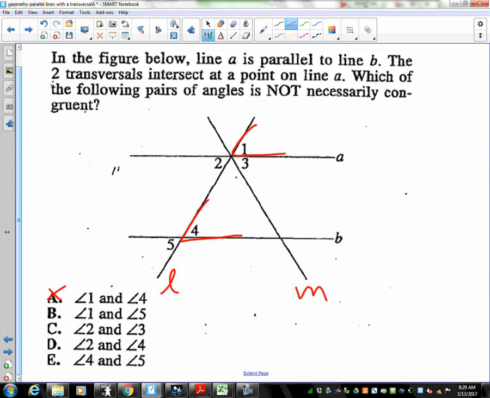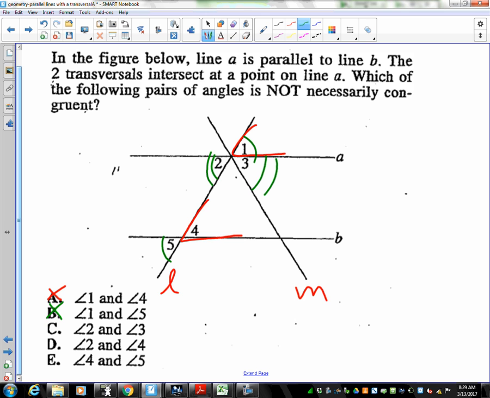Now, 1 and 5, those are alternate exterior, so those are going to be congruent. Now, 2 and 3, now let's look at these two. I don't really think 2 and 3 have a relationship here. Okay, so there's nothing in this picture. They're not angles that are formed with parallel lines and transversals. They're just two adjacent angles here that share that same vertex. So I think C is going to be my answer. Now I'm going to rule out D and E really quick though.